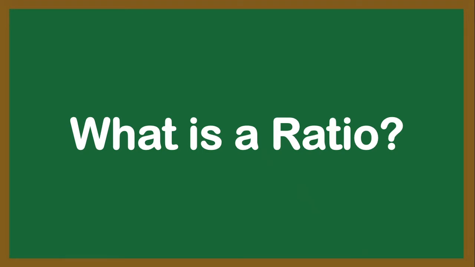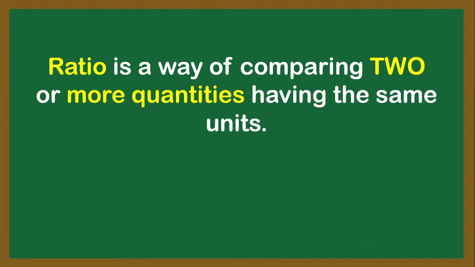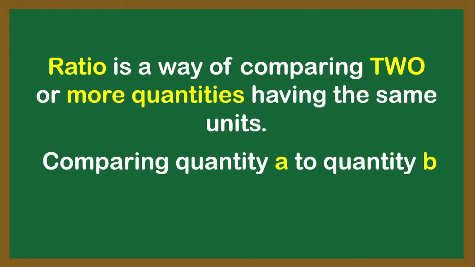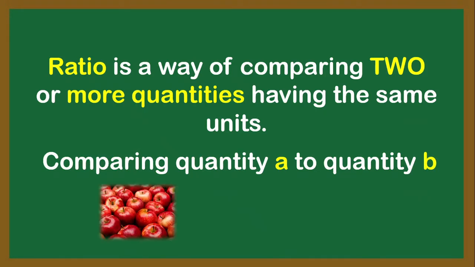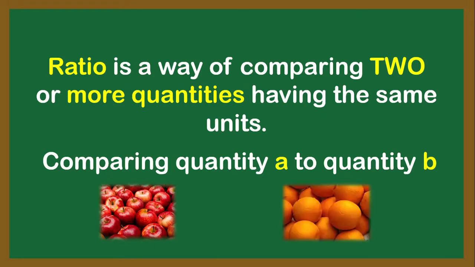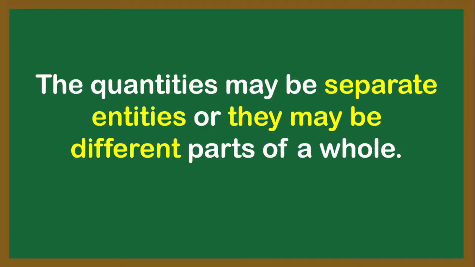The question is, what is a ratio? Ratio is a way of comparing two or more quantities having the same units. It is comparing quantity A to quantity B. Let's say quantity A are apples and quantity B are oranges. So when we compare apples to oranges, then we have a ratio. The quantities may be separate entities or they may be different parts of a whole.